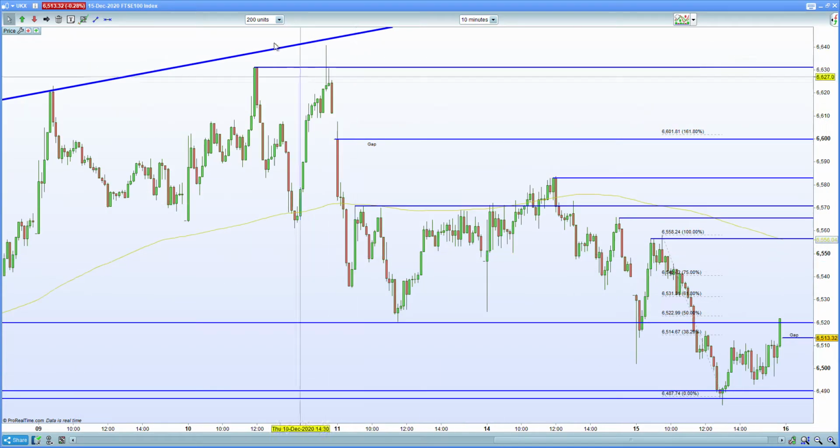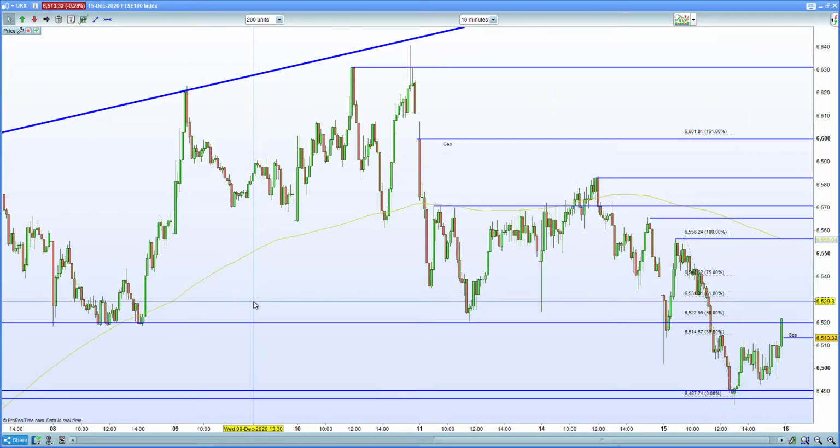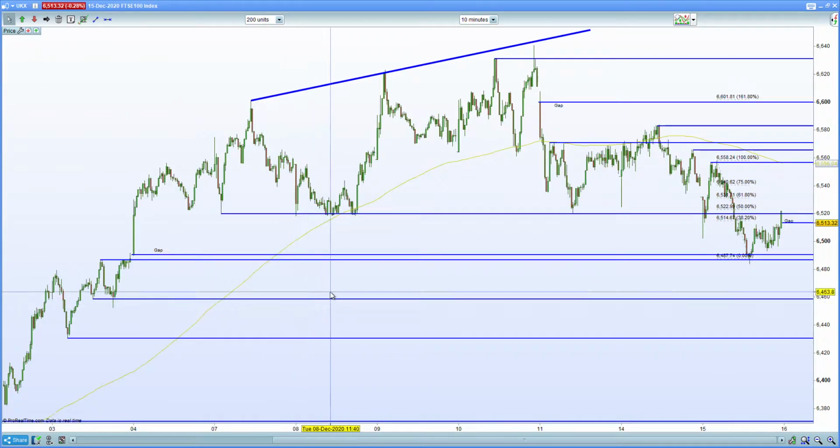So in this scenario, resistance, like I explained, is the 6560 zone, 6570. You've got 6580, and then you've got gap fill at 6600 and ultimate resistance at 6630. So that's the game plan for tomorrow, folks.